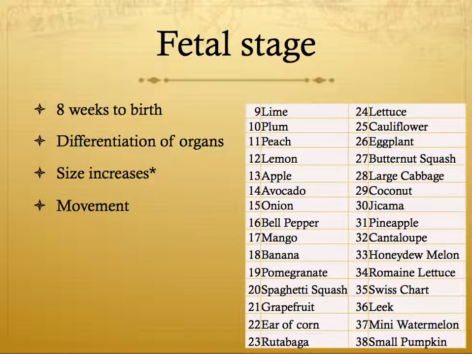And at 8 weeks, its head is half its length. By 4 months, it's about a quarter of its length. So it's still getting smaller and smaller relative to the rest of the body. And weight increases quickly. So by 4 months, it's about 4 ounces. 7 months, it's about 3 pounds. And on average birth, around 7 or so pounds.